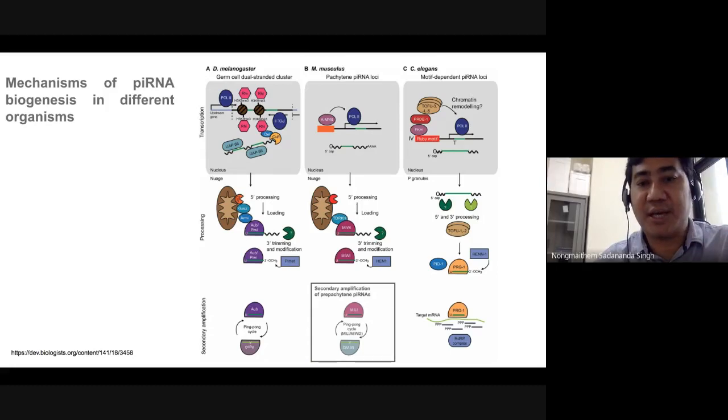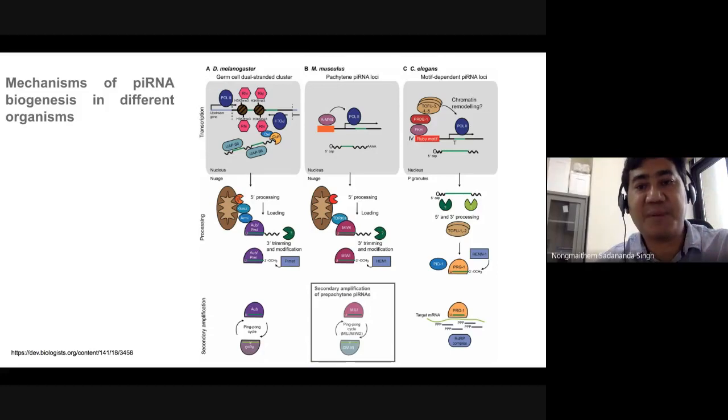More importantly, the piRNA mechanism is very much conserved. You can see it in mouse, C. elegans, and in the case of Drosophila melanogaster, it's more in the germ-line cells.